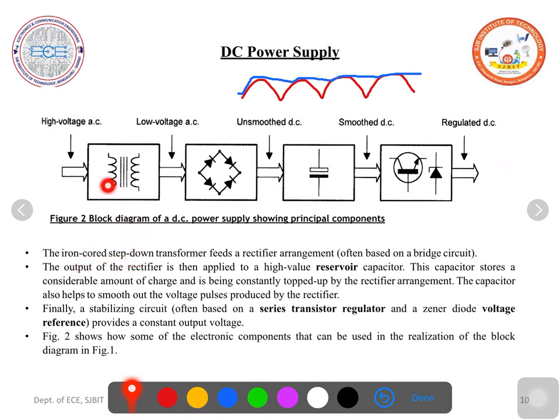The iron core step down transformer feeds a rectifier arrangement. The output of the rectifier is then applied to a high value reservoir capacitor. This capacitor stores a considerable amount of charge and is being constantly topped up by the rectifier arrangement. The capacitor also helps to smooth out the voltage pulses produced by the rectifier. You can see here it will be smoothed out. Finally, stabilizing circuit, often based on a series transistor regulator or a Zener voltage regulator.